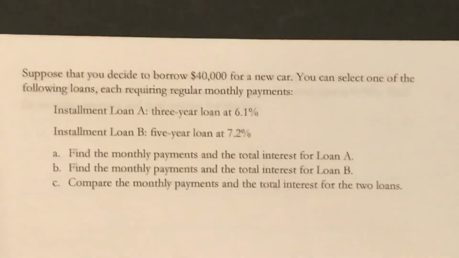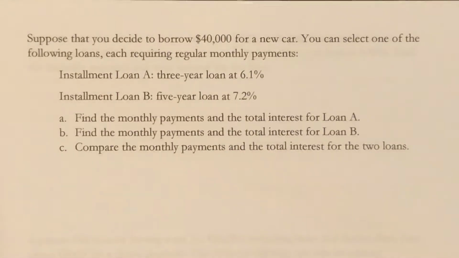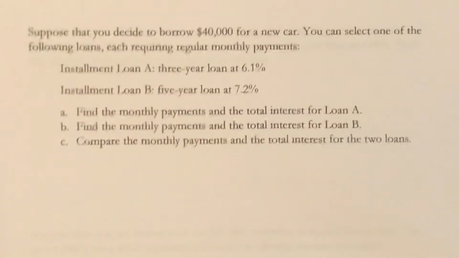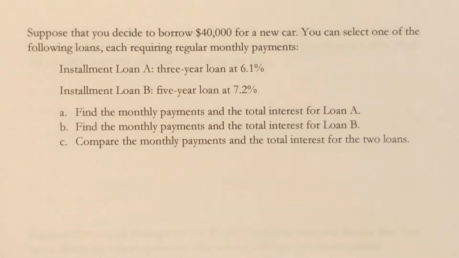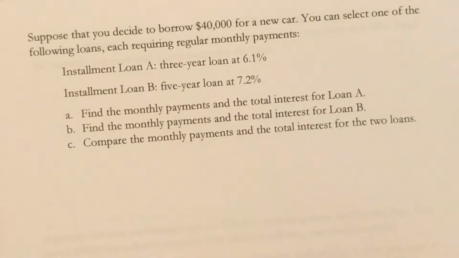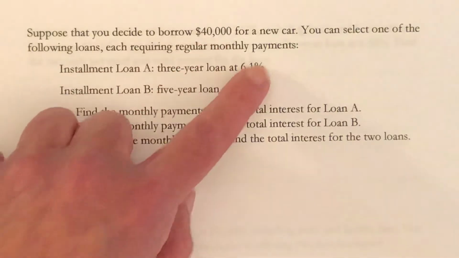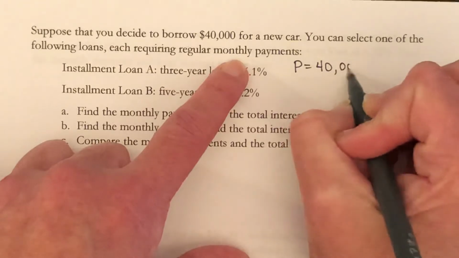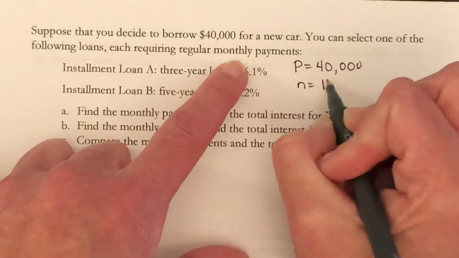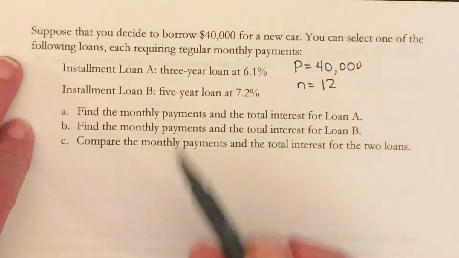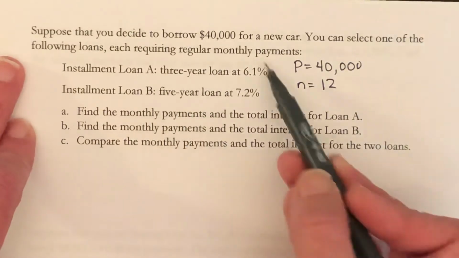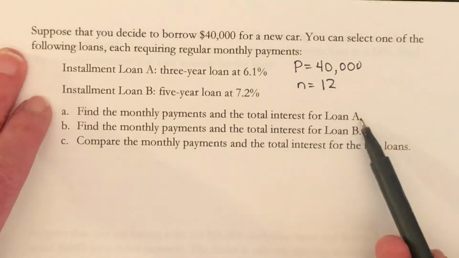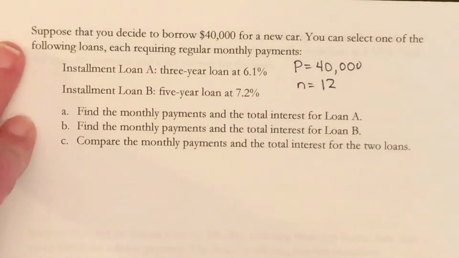Okay. Now, suppose that you decide to borrow $40,000 for a new car. You can select one of the following loans, each requiring regular monthly payments. So, first of all, we are borrowing $40,000 and we're making monthly payments. Therefore, our P is going to be $40,000 no matter what, and our N is 12 for both of these. What does change is how long we have the loan for and the percentage. We're supposed to find the monthly payment for each of these and then compare them. Okay?